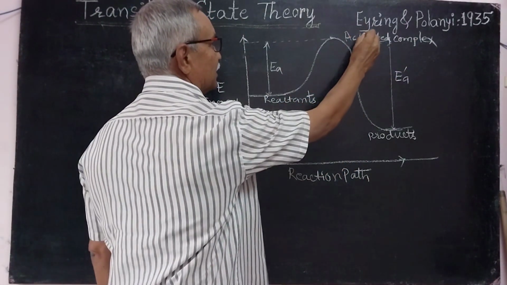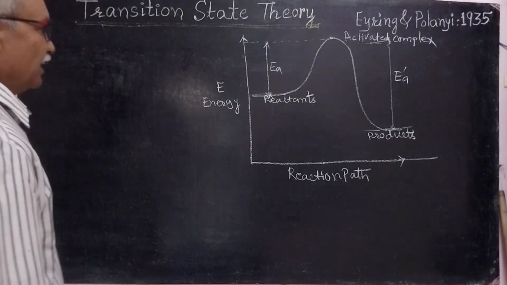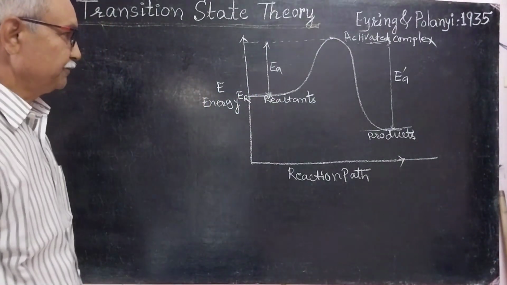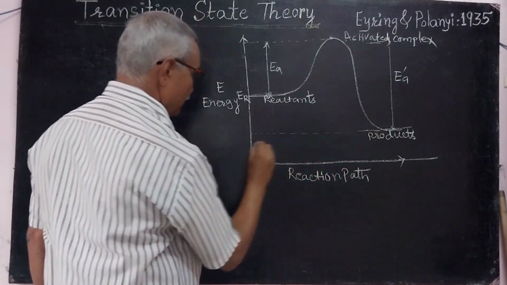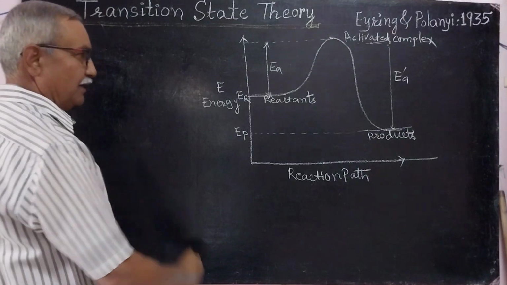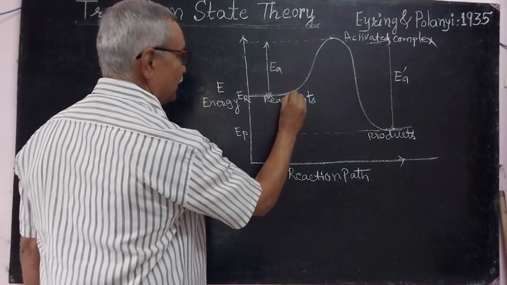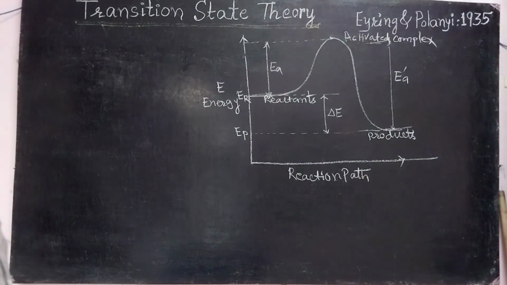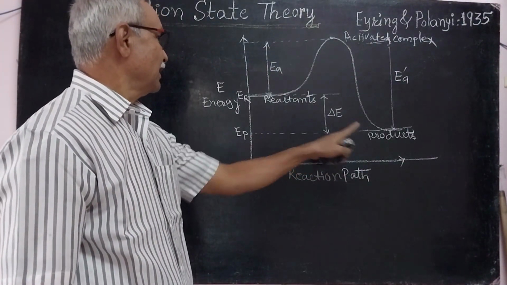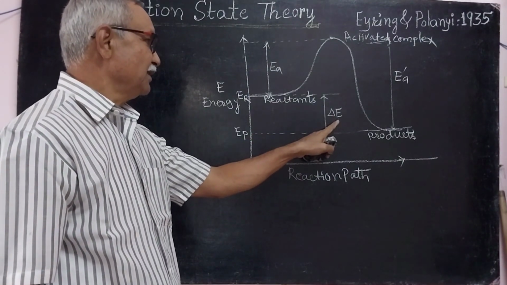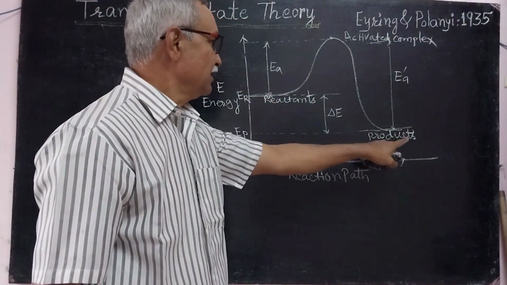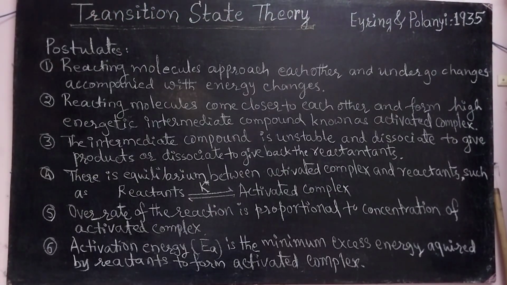In this diagram, this level shows the energy of the reactants, and this level shows the energy of the products. The difference between them is the energy change of the reaction, that is delta E. Now the energy of the products is less than the energy of the reactants, therefore this much is the energy change of the reaction, that is delta E. Here EA is the energy of activation of the forward reaction and EA dash is the energy of activation of the backward reaction.